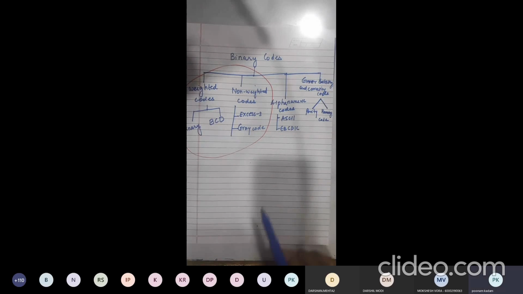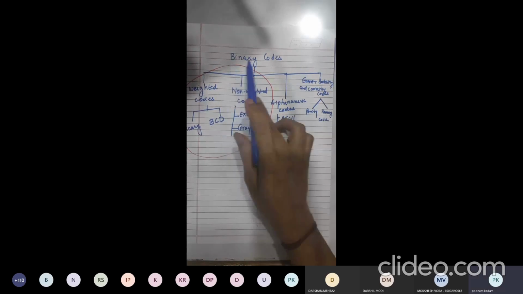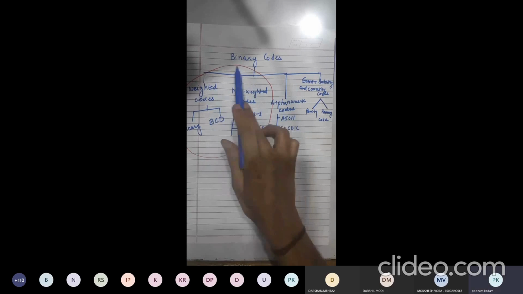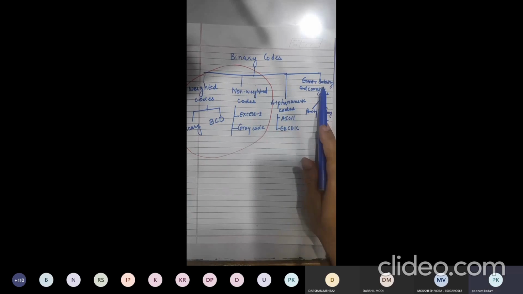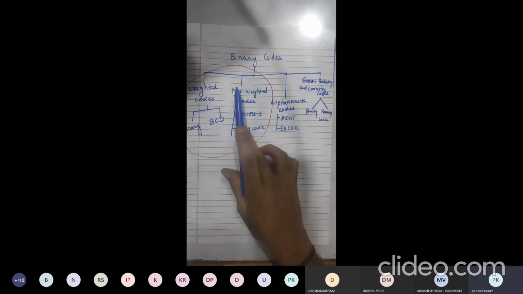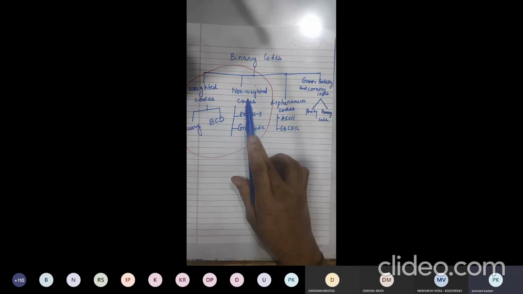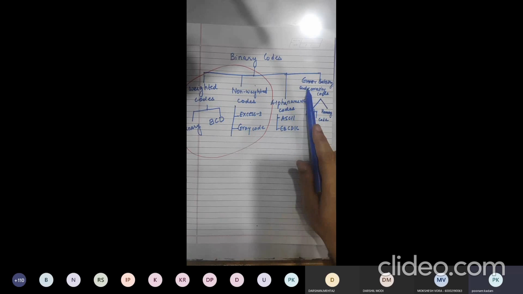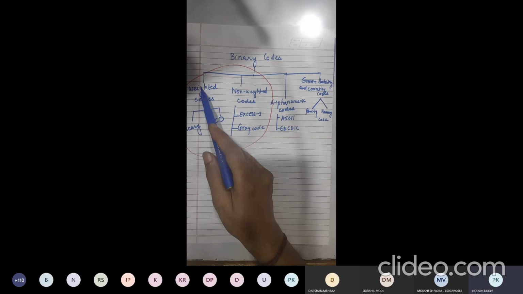This is a broad classification of binary codes. Binary codes can be broadly classified into these 4 types: weighted codes, non-weighted codes, alphanumeric codes, and error detecting and correcting codes. Now let us look at the weighted codes first.